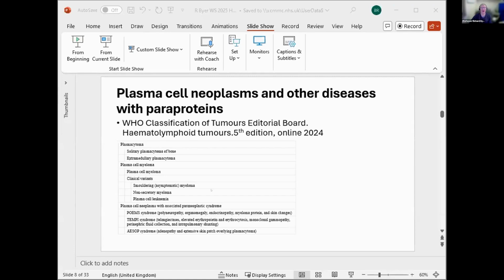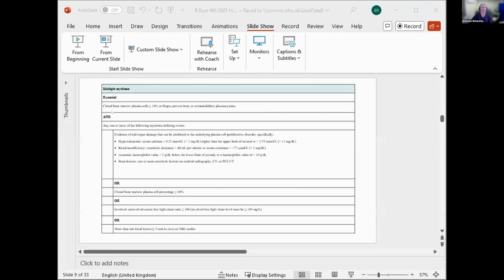And there are criteria for that, and these are those criteria. So to call something multiple myeloma, you have to have at least 10% clonal plasma cells with light chain restriction and one of the following. So hypercalcemia, renal insufficiency, anemia, or a bone lesion. So some end organ damage or myeloma. Or if you've got more than 60% plasma cells involved, even without these features, even without clinical features, then it becomes myeloma.